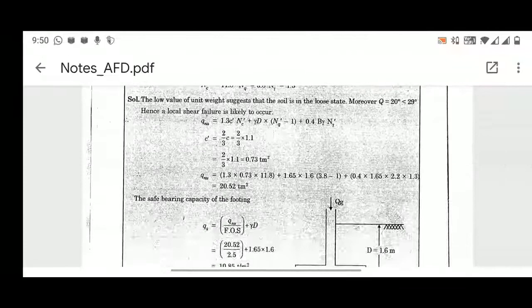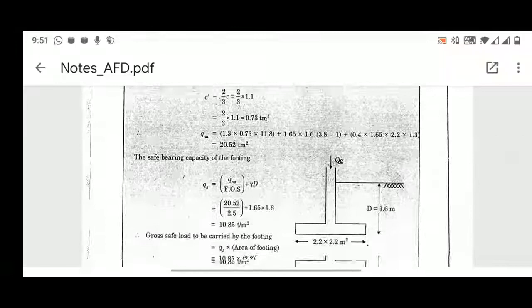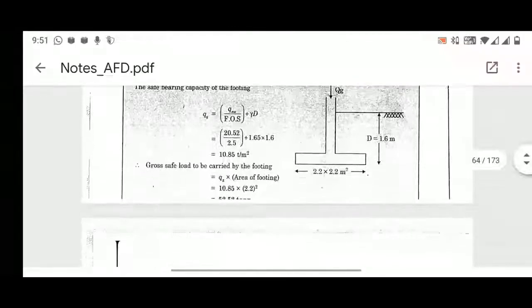Now, in order to find the safe bearing capacity, we have the net safe. Net safe is net ultimate divided by the factor of safety. And once you add gamma DF to the net safe, you will get the safe bearing capacity. So the safe bearing capacity is like this. Now, if somebody asks what will be the gross safe load that can be on the footing, you take the safe bearing capacity that you have obtained, QS, and multiply by the area. That will give you the gross safe load.